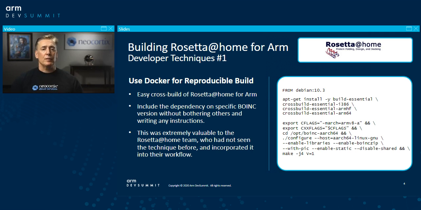which eliminated all the effort that David Kim would have had to do to set up the same matching environment with all the dependencies built into it. Also, Dmitry included the dependency on a specific BOINC version, which was necessary in order to be able to make it build. That also saved effort on the part of the receiving team. So this was extremely valuable to David at the Rosetta home team.